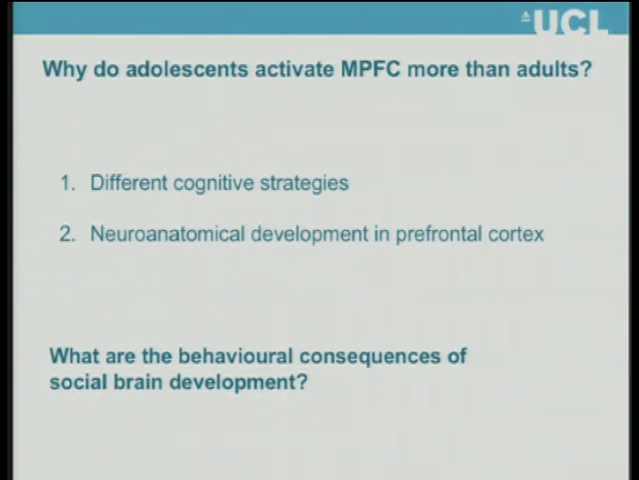Finally, my final couple of slides. What are the behavioral consequences of social brain development? So we know that the brain develops both structurally, in terms of grey matter and white matter, which I haven't even talked about, during adolescence, and functionally. So the medial prefrontal cortex and actually other areas of the brain change in terms of activity during adolescence. Surely this must have some consequence for adolescent behaviour.